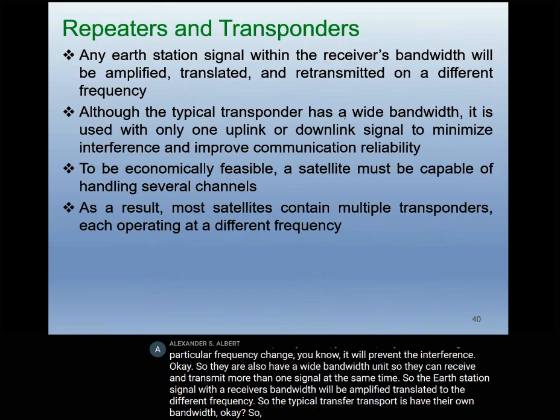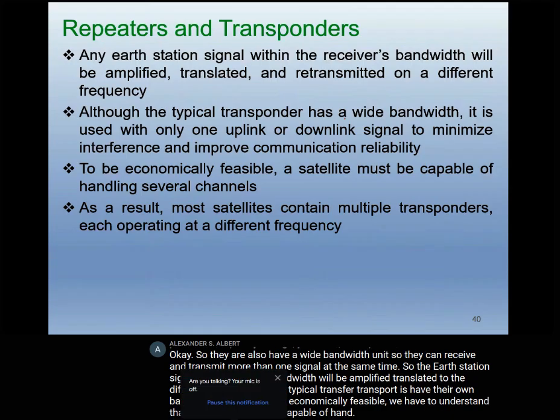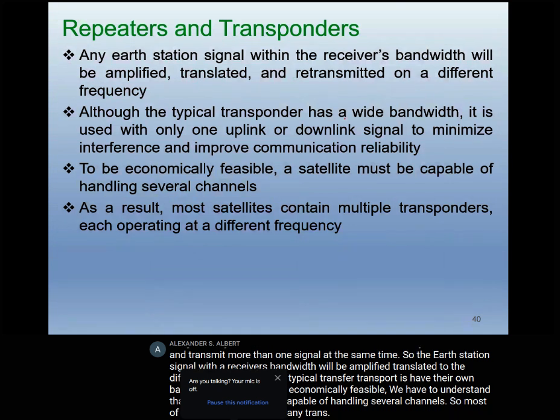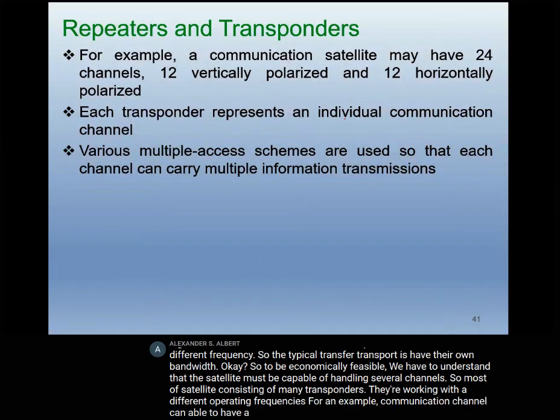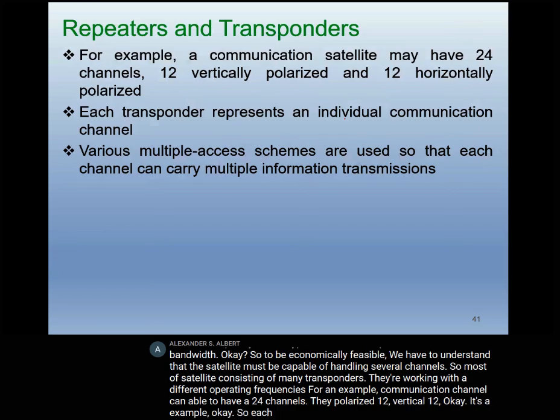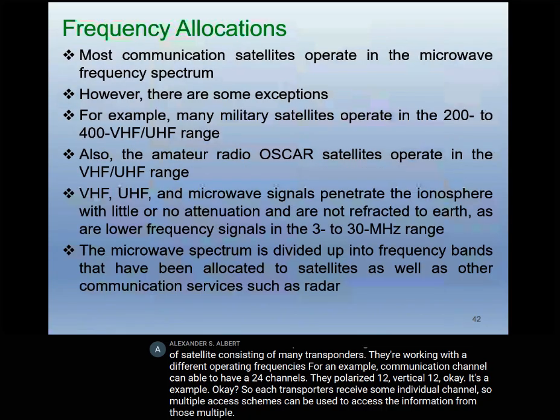So the typical transponders have their own bandwidth. To be economically feasible, we have to understand that the satellite must be capable of handling several channels. So most satellites consist of many transponders, working with different operating frequencies. For example, a communication satellite can have 24 channels, polarized 12 vertical, 12 horizontal. It's an example. Each transponder receives some individual channel. So multiple access schemes can be used to access the information from those multiple transponders.